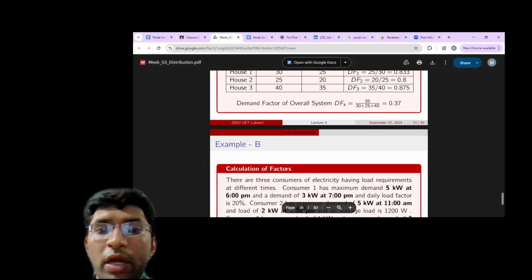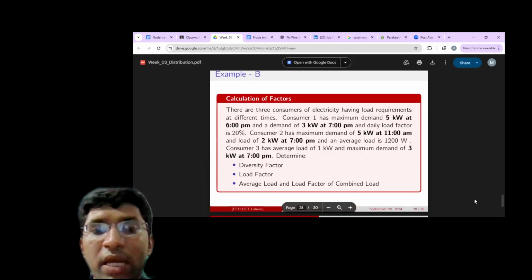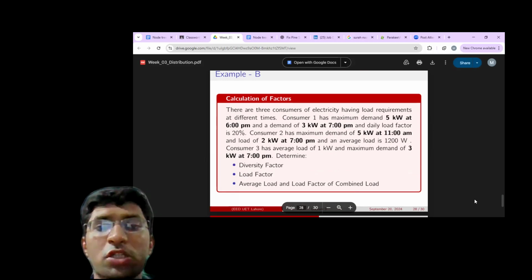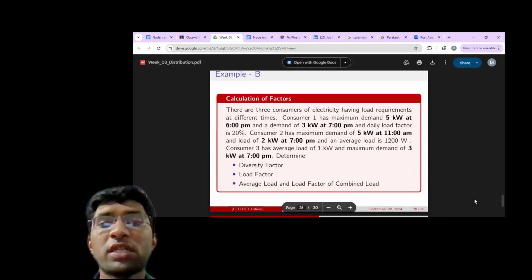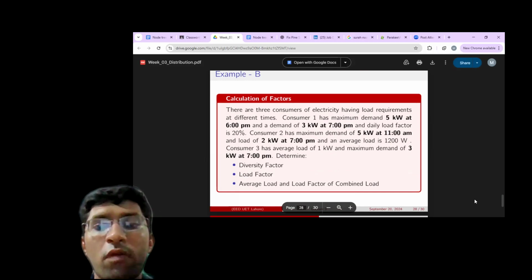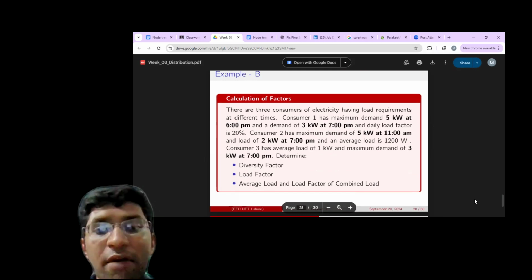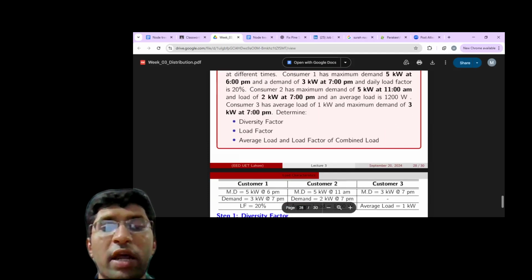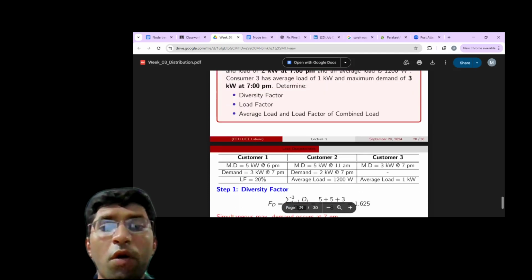Now we have example B. In example B, there are three consumers of electricity that have load requirements at different times. Consumer 1 has a maximum demand of 5 kilowatt at 6 p.m., a demand of 3 kilowatt at 7 p.m., 5 kilowatt at 11 a.m., and a load of 2 kilowatt at 7 p.m., and an average load of 1.2 kilowatt. Consumer 3 has an average load of 1 kilowatt and a maximum demand of 3 kilowatt at 7 p.m. Now I determine the diversity factor, load factor, the average load and the load factor of the combined load.